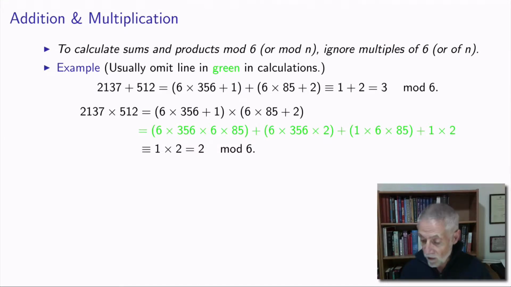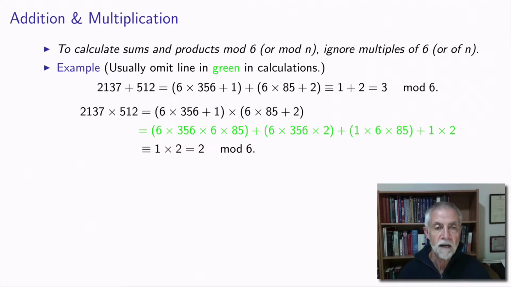And likewise, if we're multiplying these two, then again we have 2137 is 6 times 356 plus 1, and 512 is 6 times 85 plus 2. So if we multiply, we're going to get 4 terms. This term times this term is certainly a multiple of 6. That's here. This term times 2 is again a multiple of 6. This times that, of course, is a multiple of 6. And finally, we have 1 times 2, which is just 2. 1 times 2 is equal to 2 mod 6. So the answer is 2 modulo 6.